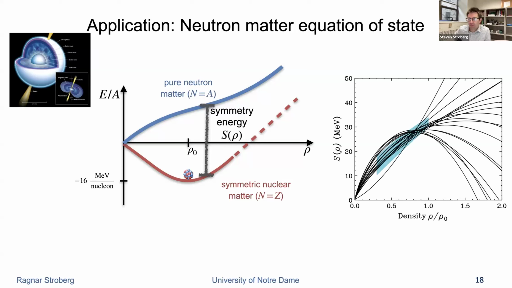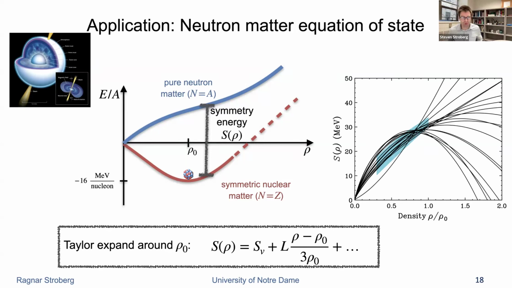And I showed this plot last time. So that's this symmetry energy as a function of the density. And these are theoretical calculations. And they're pretty well constrained here around nuclear densities. And then once you go to higher densities, everything blows up. No one knows what's going on.